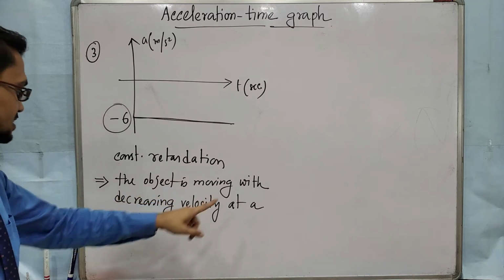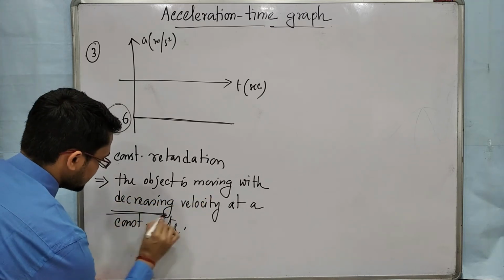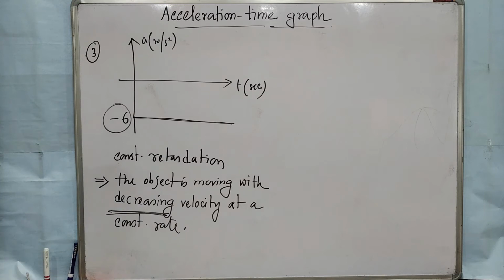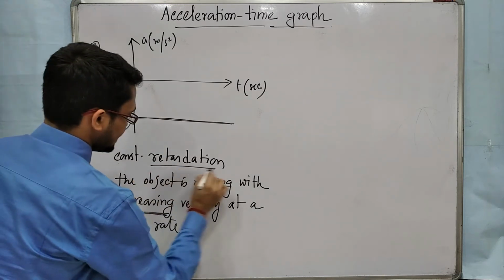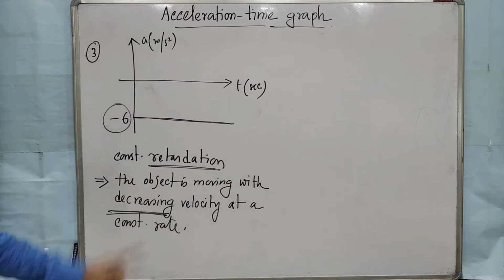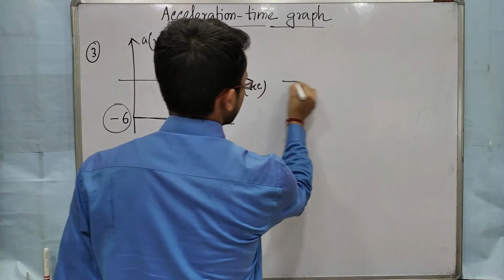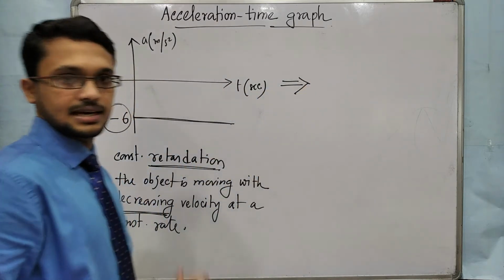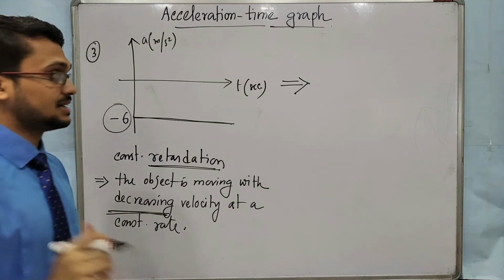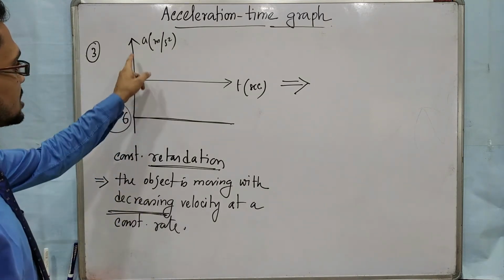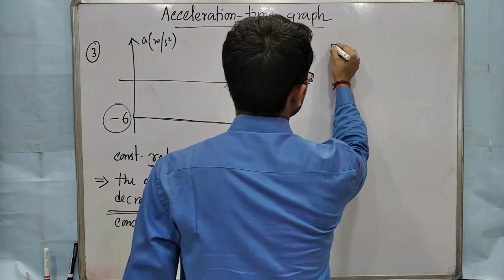Here the object is moving with decreasing velocity. This is the important part. Decreasing velocity means retardation. You all know that when velocity decreases, acceleration becomes negative. Negative acceleration is known as retardation. Now how will you draw the velocity time curve from this one?